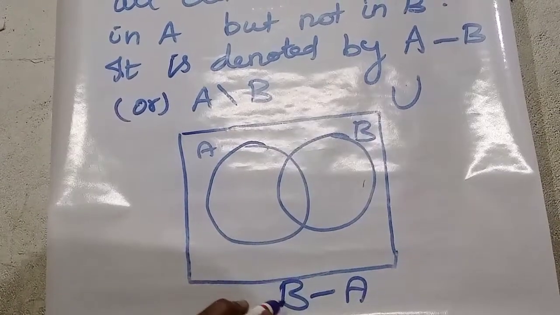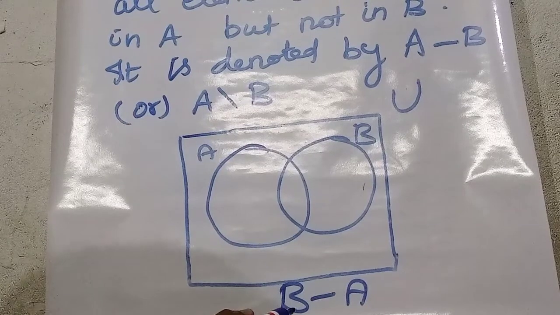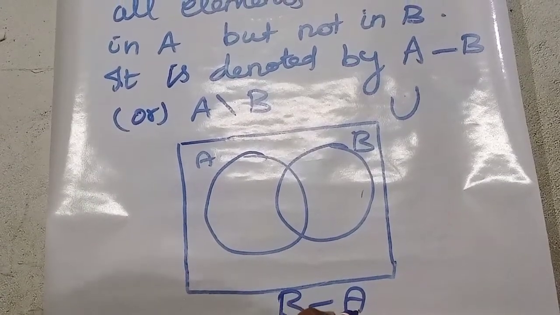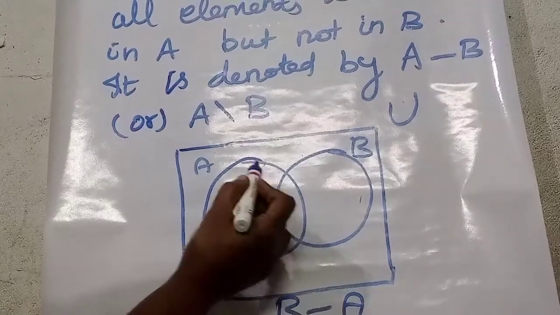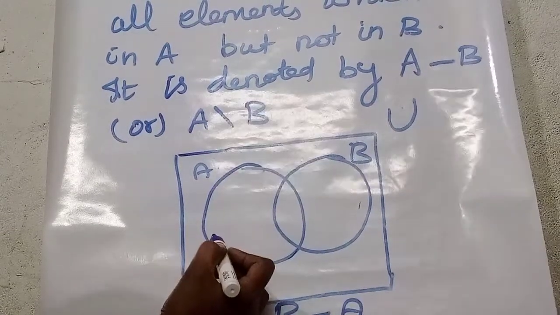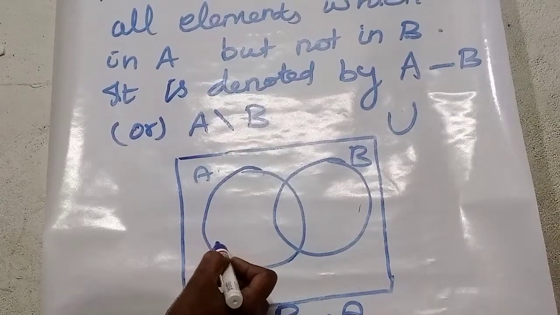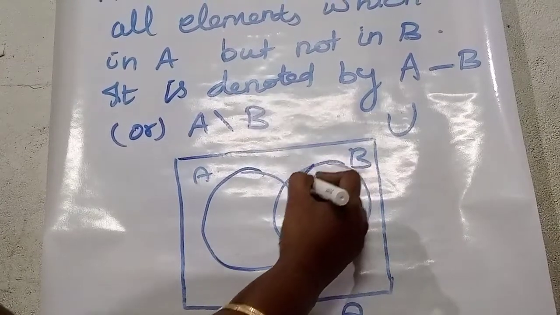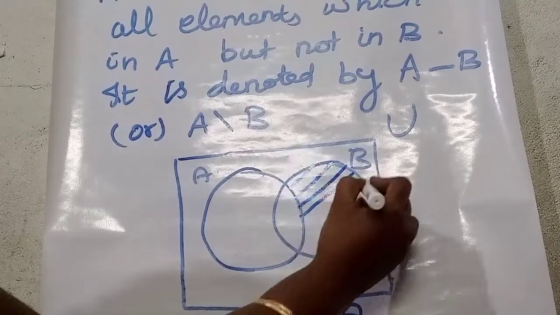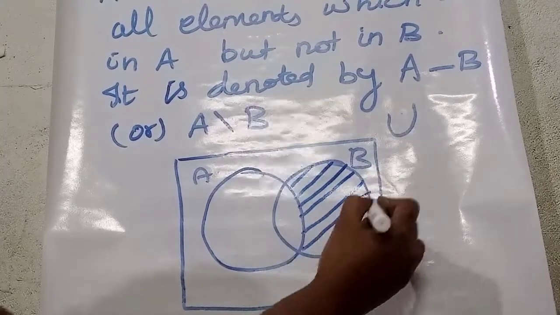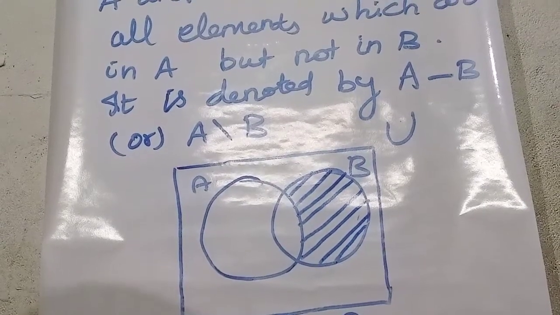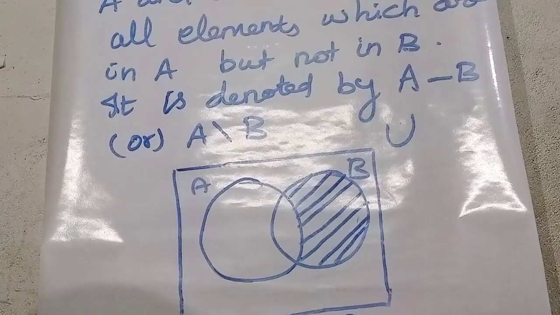Similarly, we can find B minus A. What is meant by B minus A? B minus A means except A. So this complete A set we should not shade. The remaining we have to shade. So this part alone. B minus A means except A. Understood?